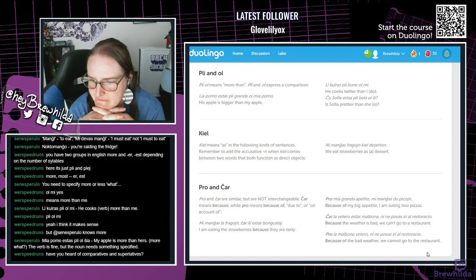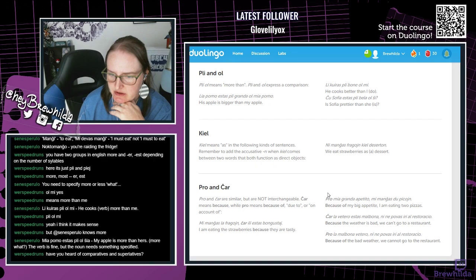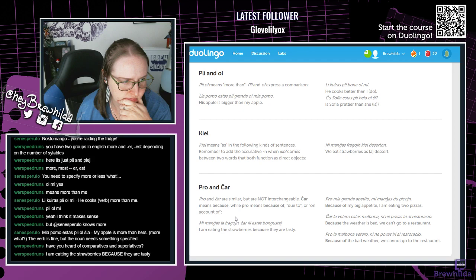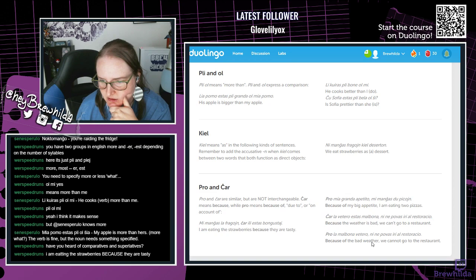See, like this one right here, are these not interchangeable? Because of the bad weather versus because the weather is bad. I'm eating the strawberries because they are tasty. Because the weather is something. Now, could I say, because of the tasty strawberries, I am eating them?